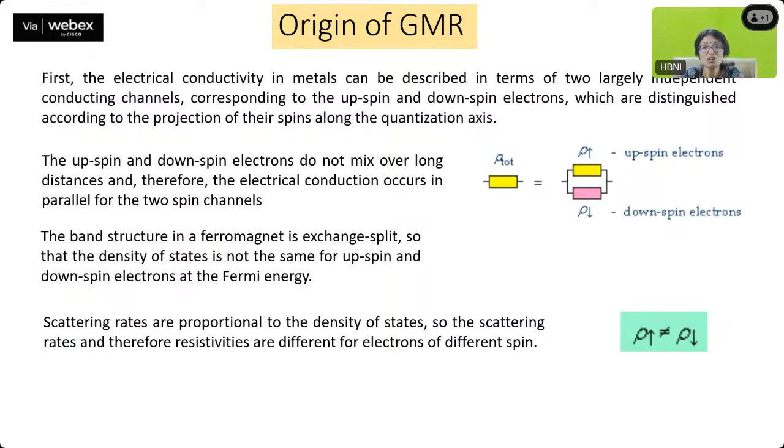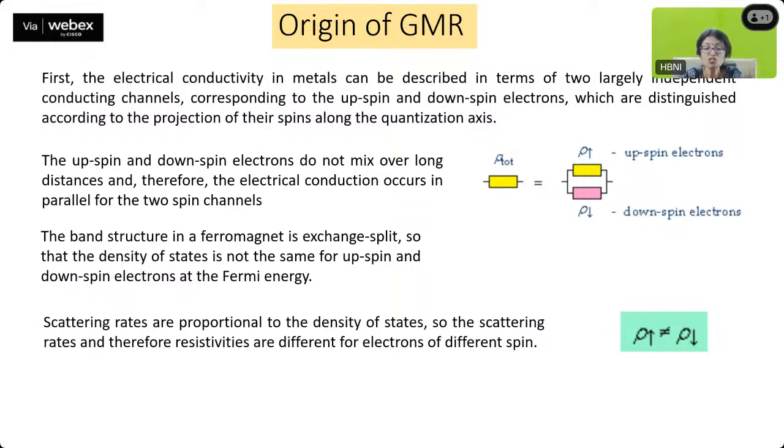So now let's find out the microscopic origin of this GMR effect. First, the electrical conductivity in metals can be described in terms of two largely independent conducting channels corresponding to the upspin and the downspin electrons, which are distinguished according to their projection of the spins along the quantization axis. The upspin and the downspin electrons do not mix over long distances, and therefore the electrical conduction occurs in parallel for the two spin channels.